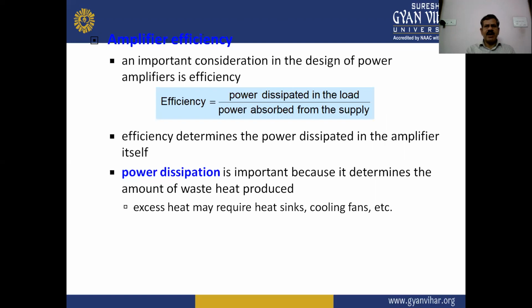And next one is the amplifier efficiency. An important consideration in the design of a power amplifier is efficiency. Efficiency equals the power dissipated in the load divided by the power absorbed from the supply. Efficiency determines the power dissipated in the amplifier itself. Power dissipation is important because it determines the amount of waste heat produced. Excess heat may require heat sinks, cooling fans, etc.